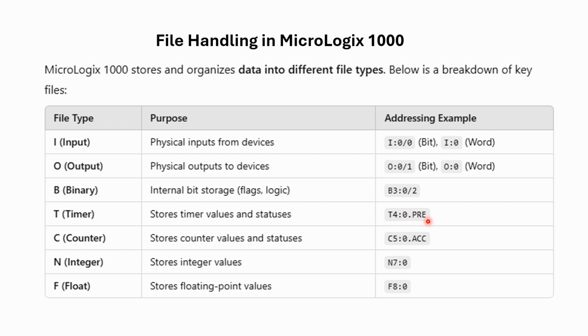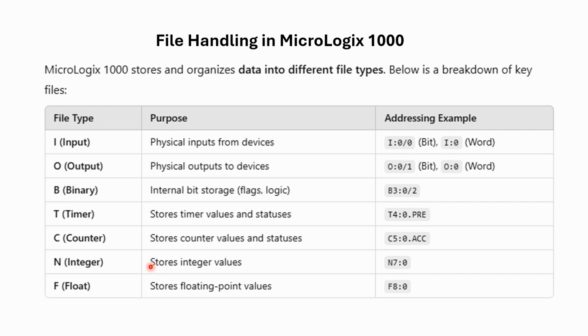T4:0.pre represents the preset of a timer. That might be equal to something like 500, which would mean maybe you want to time it to 500 seconds, not count. Counter stores counter values and statuses. C5:0.acc would be the accumulated value within a counter.